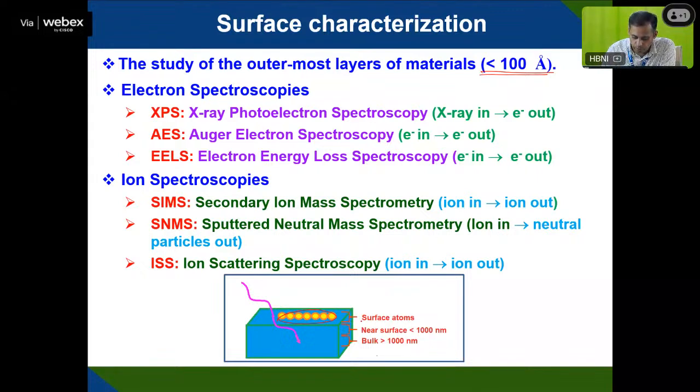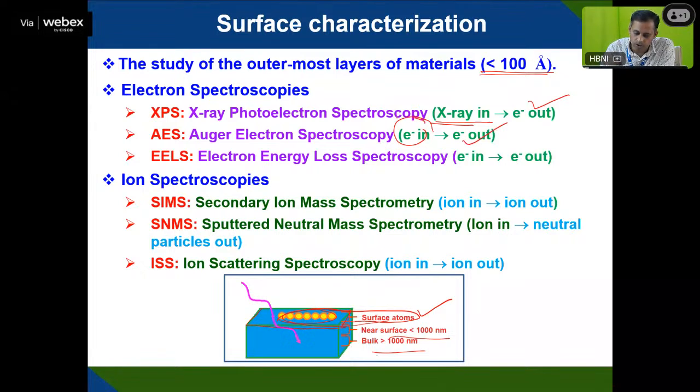On the top surface, there we are going to study, and then we have the near surface, and then the bulk. We mainly deal with the top surface. In X-ray photoelectron spectroscopy, the beam falling on the material is X-ray, and you get electrons out. But in Auger electron spectroscopy, you put an electron onto the surface of the material, and an electron comes out.